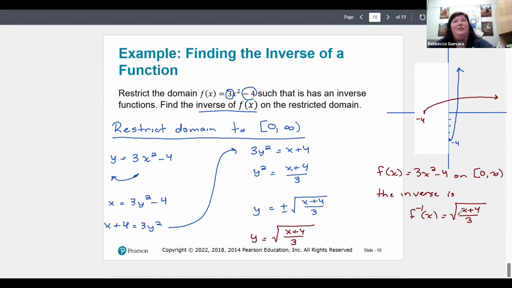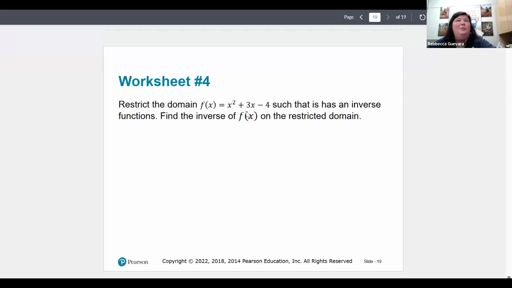Now we do have an inverse function as long as we restrict that domain. So the last problem here: f(x) is x squared plus 3x minus 4. You can use a calculator if you need to, but see where the graph of this is and figure out where I need to cut off half the graph and what domain I'm going to keep. And then we're going to go back and do this by hand, because we're going to get prepared for something else in the future.